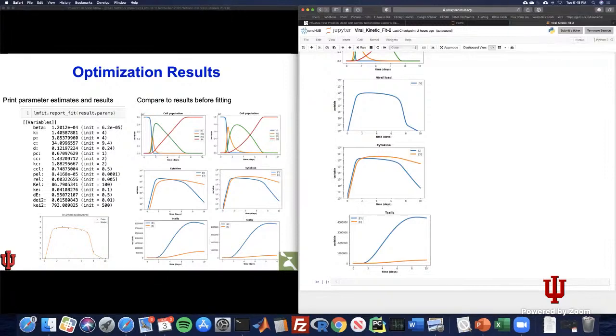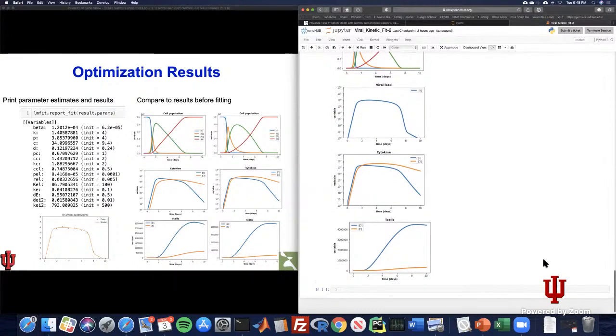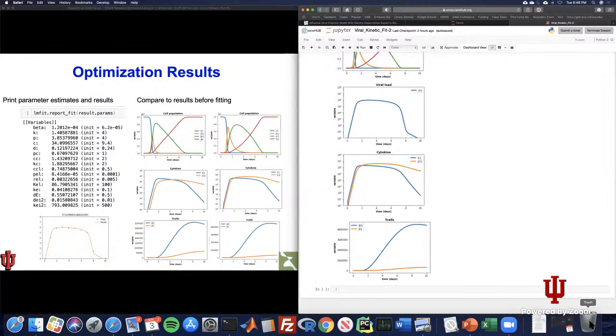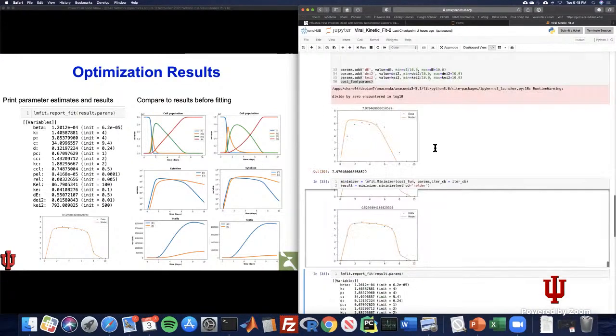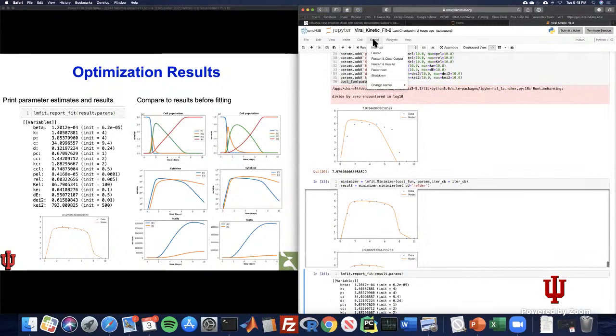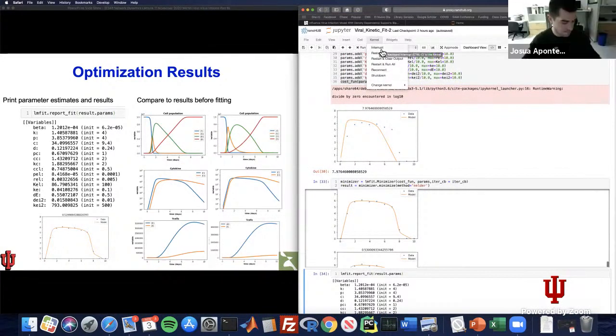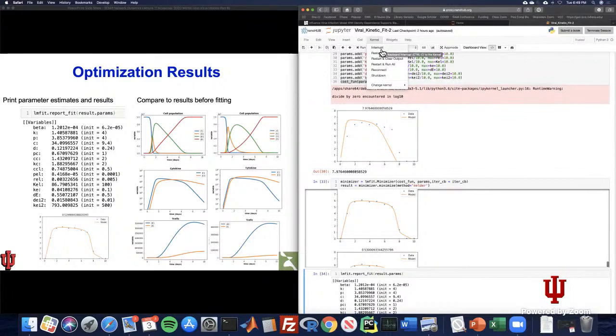One thing, if you haven't discovered it yet, that you may want to do: when you're running the simulation, if you pull down Kernel, there's something called Interrupt. And so if you get tired of watching the optimizer grind along and you want to do something else, you can hit Interrupt and stop it.